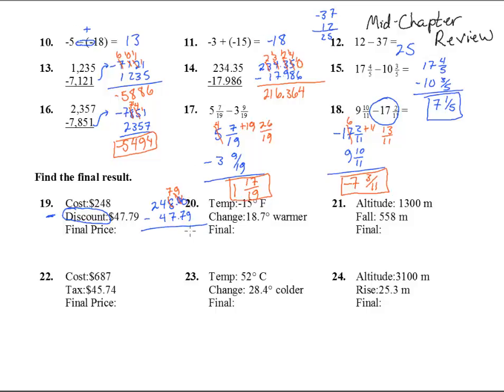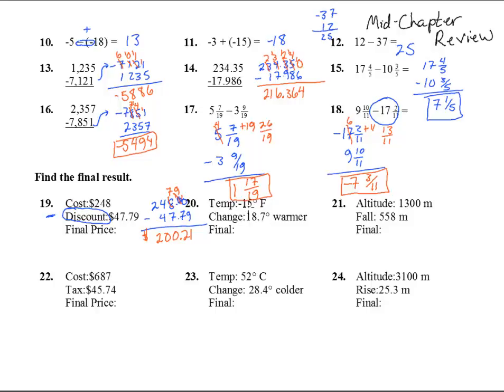10 minus 9 is 1. 9 minus 7 is 2. 7 minus 7 is 0. 4 minus 4 is 0. 2 minus 0 is 2. So we have $200.21.